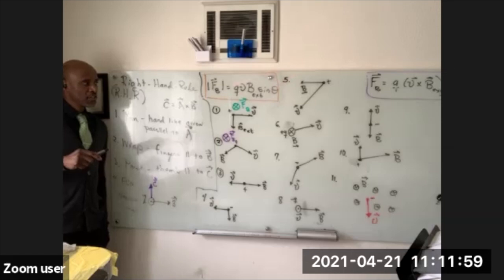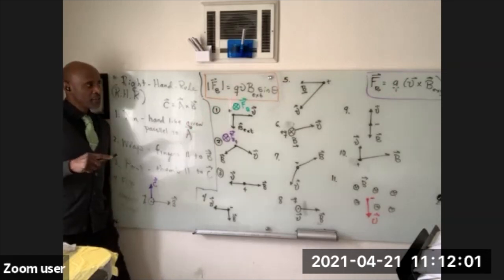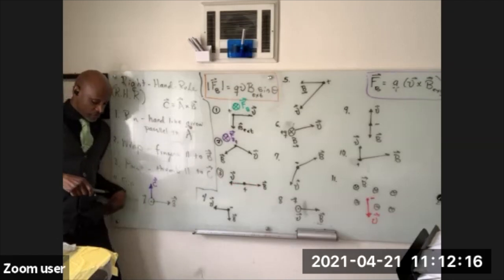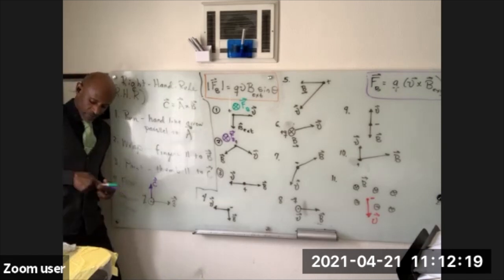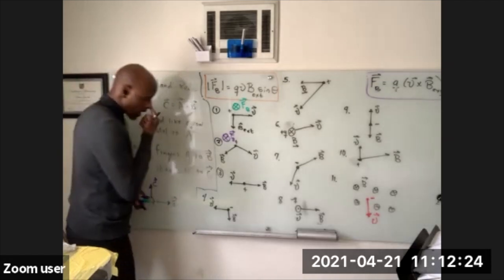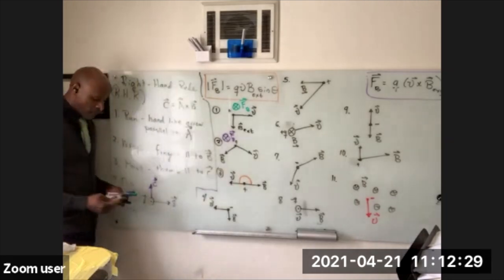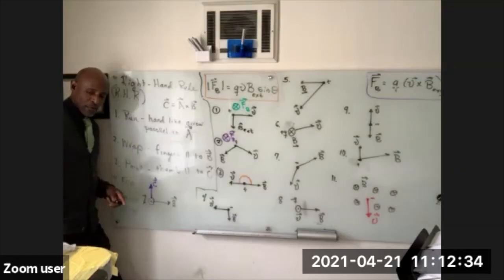But remember, go back to the cross product. The definition of the cross product is that it's the magnitude of both of the vectors times the sine of the angle between them. What is the angle between B and V for this problem? B is pointing directly to the right and V is pointing directly to the left. So the angle between them is how many degrees? Is that 180, right? It's 180. Yes, it's 180. And what is the sine of 180?